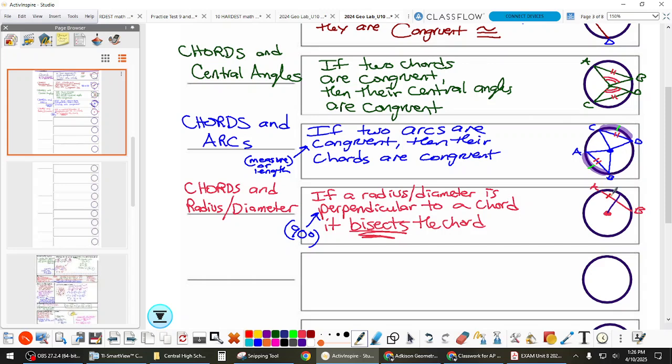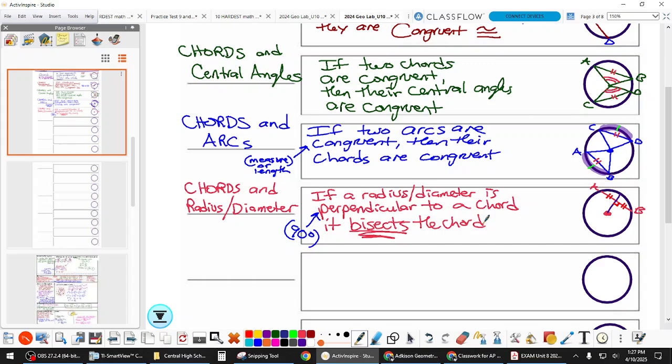So what's congruent is this, but we have to make sure to put in that it's a 90-degree angle. Otherwise it's not necessarily, actually it's not. If it's not a 90-degree angle, it doesn't bisect and the segments aren't congruent. Okay, so that's the theorem we just wrote.